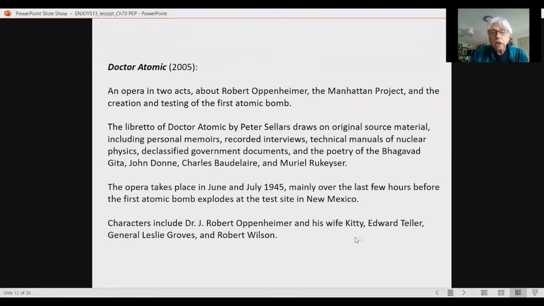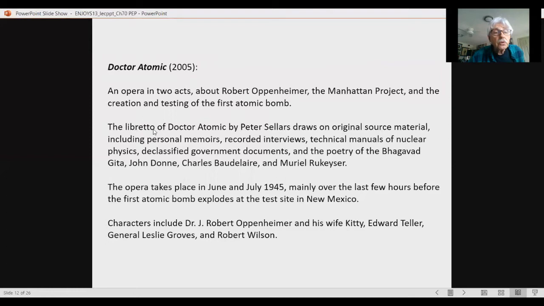So what is Dr. Atomic, the piece we're going to sample? It's an opera, right, in 2 acts about Robert Oppenheimer. Again, this chapter is called Reality Shows because his operas are based on actual historic events. And this opera, Dr. Atomic, is about Robert Oppenheimer. Maybe you don't know who he was, and it involved the Manhattan Project and the creation and testing of the first atomic bomb. Do you know where that took place? Up in Los Alamos, New Mexico, right? Just north of Santa Fe.